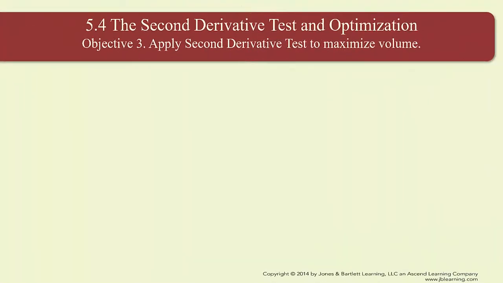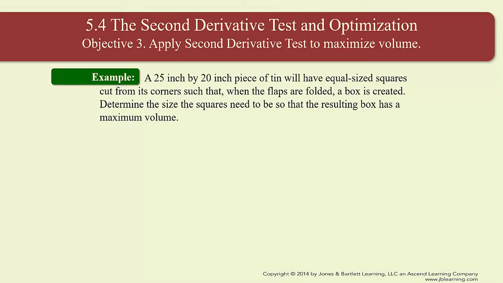All right, hopefully we saw how to use the second derivative test to find an absolute minimum in that example, and you had a little practice with that on one of your homework problems, exercise 31. Now it's time to look at an application.